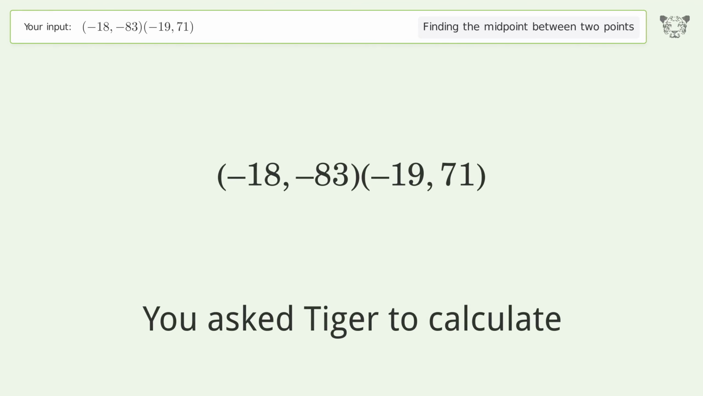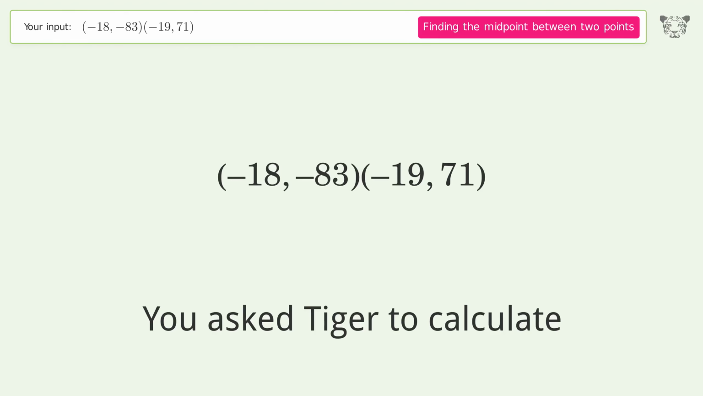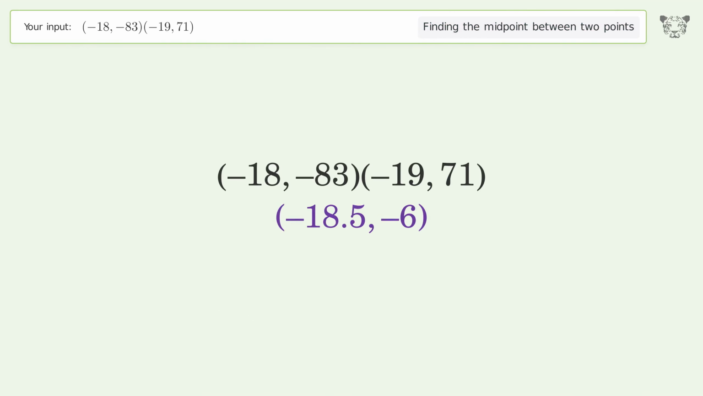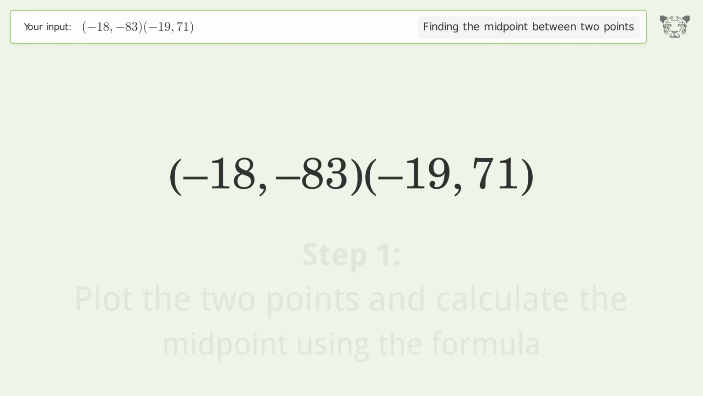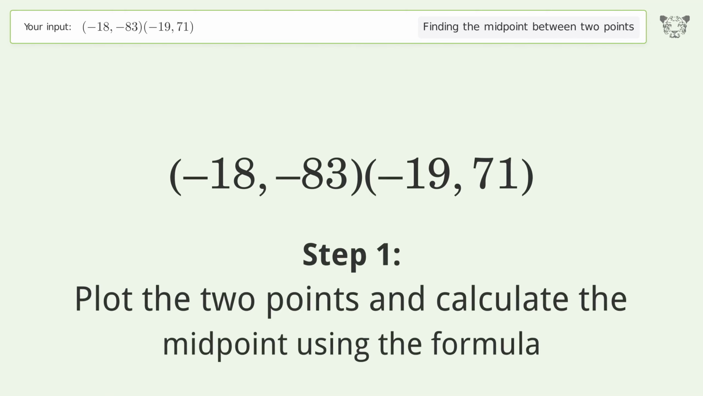You ask Tiger to calculate. This deals with finding the midpoint between 2 points. The midpoint between the 2 points is negative 18.5, negative 6. Let's solve it step by step. Plot the 2 points and calculate the midpoint using the formula.